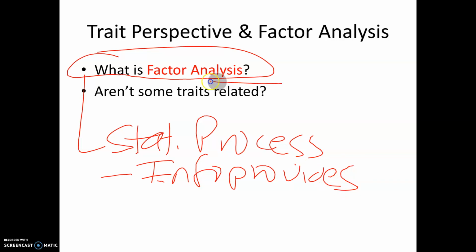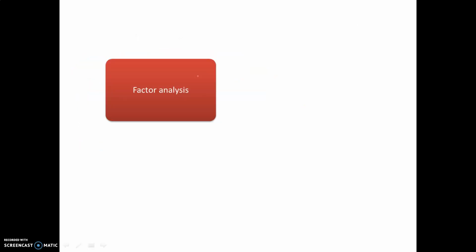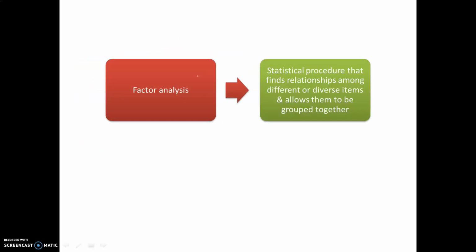Now, one of the guiding questions in factor analysis is the idea that certain traits seem to be related. That's one of the very, very important questions, that some traits seem to be related, and factor analysis is going to identify relationships between traits. Okay? So one of the goals in factor analysis is to identify relationships between traits. Okay, so let's get more formal here. So here's a formal definition of factor analysis.